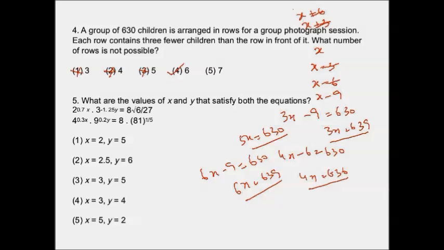Now there is no need to check even option 7. Because if 6 does not satisfy, 7 will have to satisfy. So 6 becomes the answer.